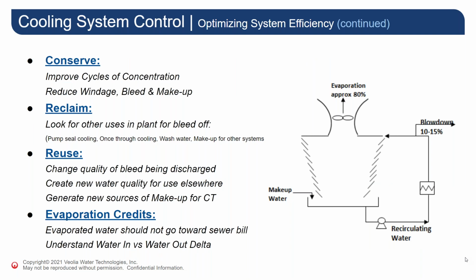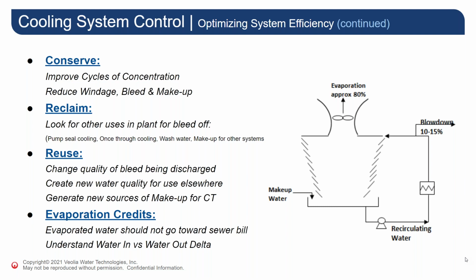As we mentioned earlier, reducing the volume of water purchased as makeup, along with the corresponding reduction in water sent to the sewer, can reduce or at least contain operating costs associated with the cooling system. We at Veolia have an internal acronym called CORE, which is Conserve, Reclaim, and Reuse. We can conserve water by maximizing those cycles of concentration. This means less water sent to sewer and hence less makeup purchased.